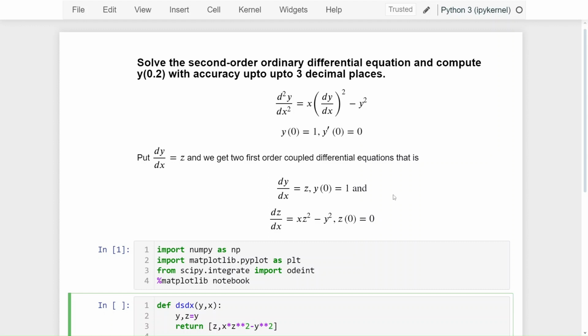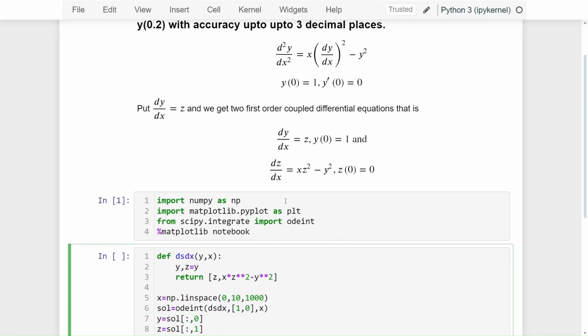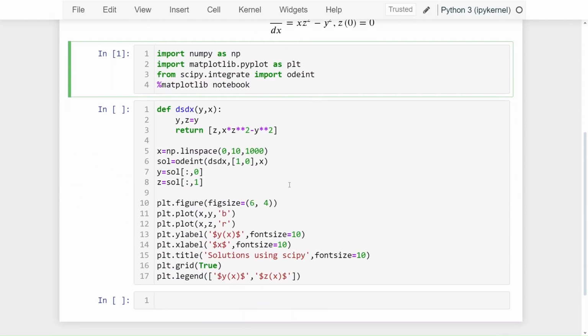So let me show you how to input this in Python. First of all, we will import some important modules. NumPy library we will use for arrays, matplotlib for plotting, and this is our main thing, the ODE function, we will use to solve the ordinary differential equations. And what is this? I'll show you in a few minutes.